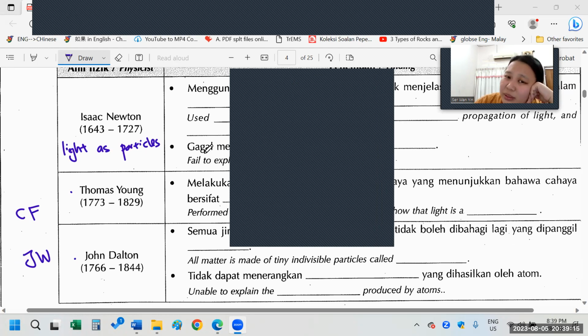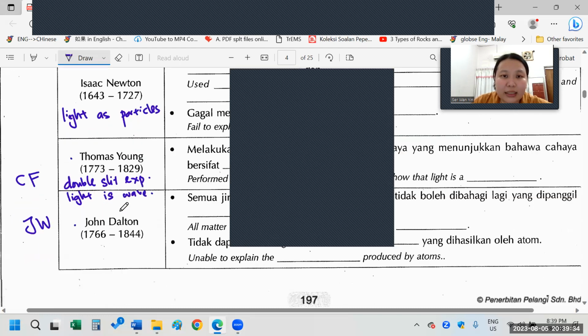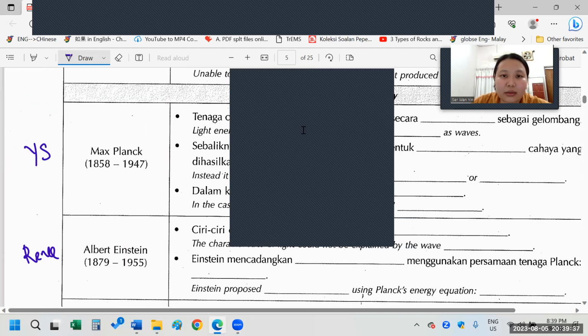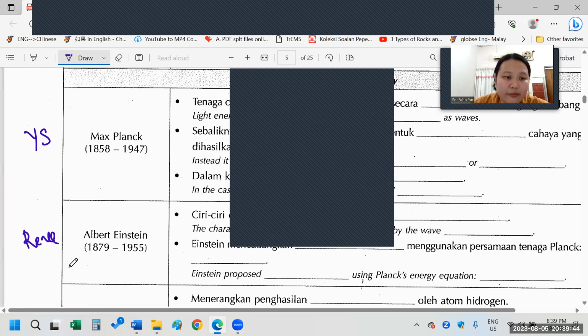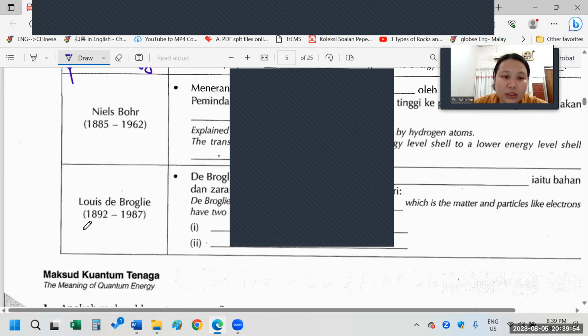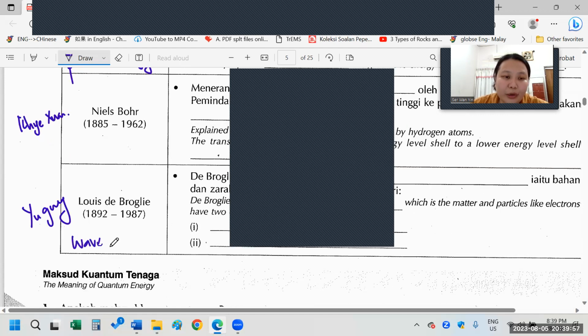No, not radiation of black body. Cannot explain. Yeah, double slit experiment. Double slit experiment means what? Means light is wave. Okay, Ranny say Albert Einstein say photon. He introduced the photon as energy. Okay, then de Broglie say wave particles duality.